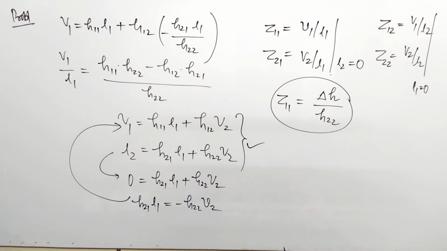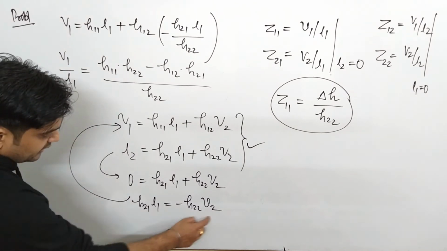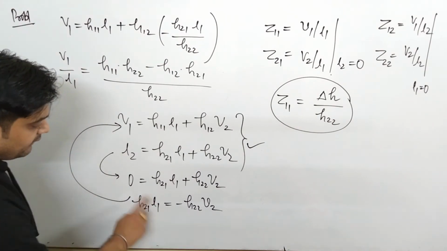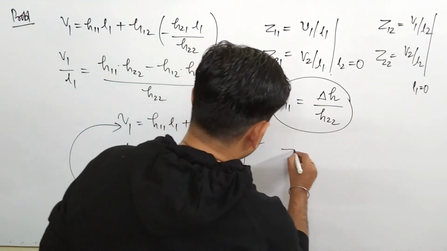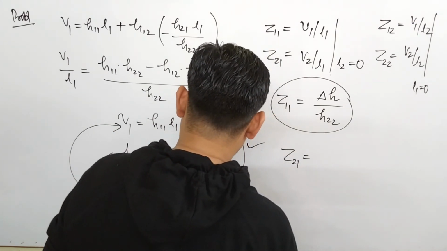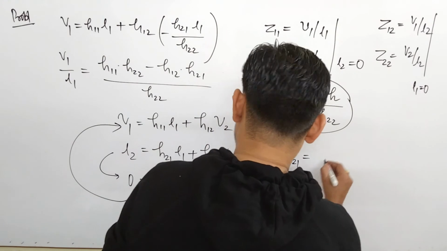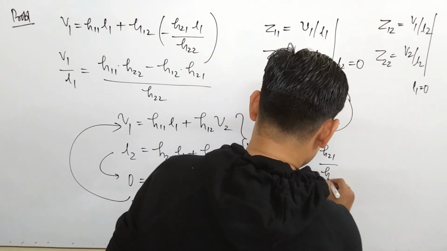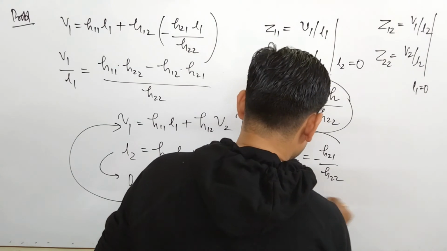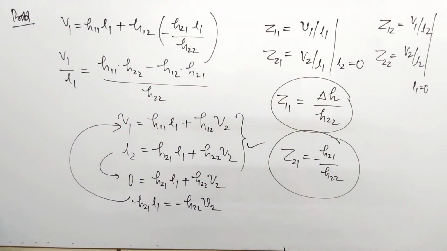Similarly, can you find the value of v2 by I1? Yes, from here you can directly find v2 by I1. So your z21 is v2 by I1, which comes to be minus h21 upon h22. So this is your z21. You have identified your z parameters when h parameters are mentioned. So z11 comes to be del h by h22 and z21 comes to be minus h21 divided by h22. You have identified two parameters.